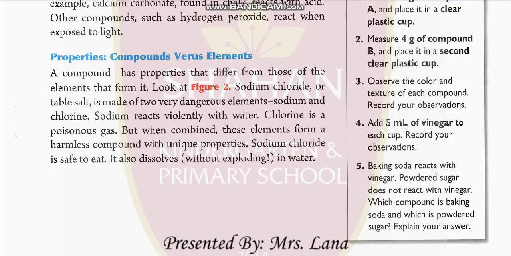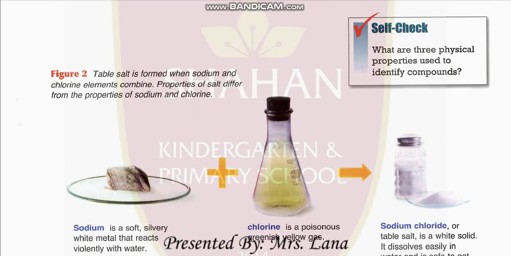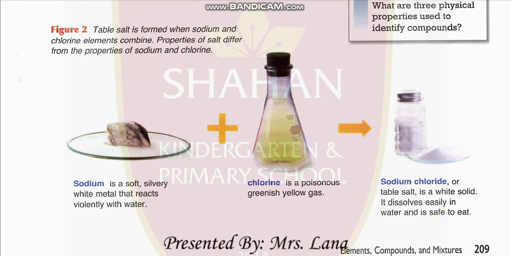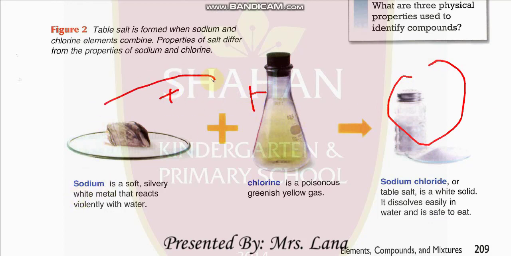This is figure number 2, which produces table salt from these two elements. They are very dangerous, but when they combine together they produce a compound, sodium chloride, or table salt, which is a white solid. It dissolves easily in water and is safe to eat.